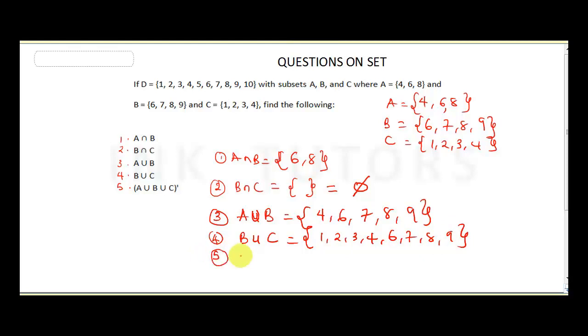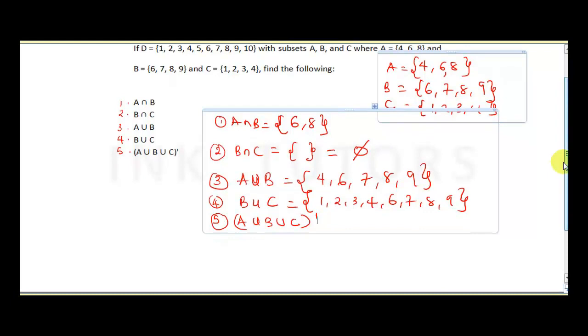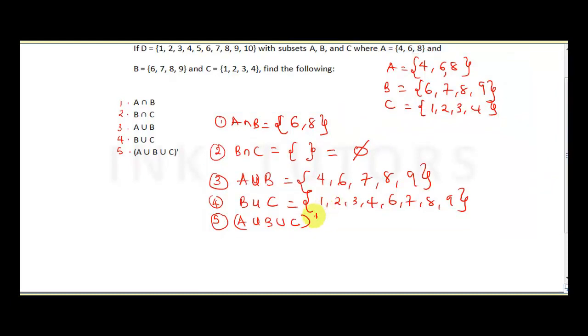Now the last question says we should find A union B union C prime. Okay, so the first thing we need to do is find our A union B. So once we get our A union B, then we can find the complement. So you either call it A union B union C prime, or you call it A union B union C complement. So what's our A union B union C? Now our A union B union C is going to be 1, 2, 3, 4. I think we'll have 6 next. We'll have 7 next. We'll have 8, and we'll have 9.